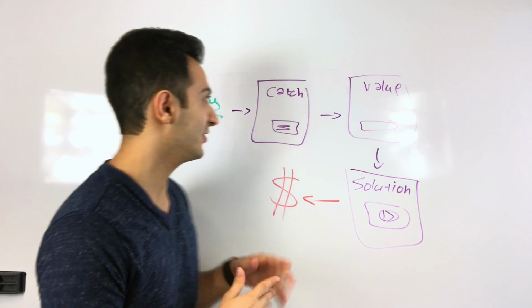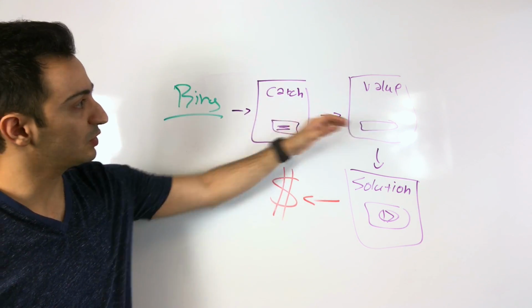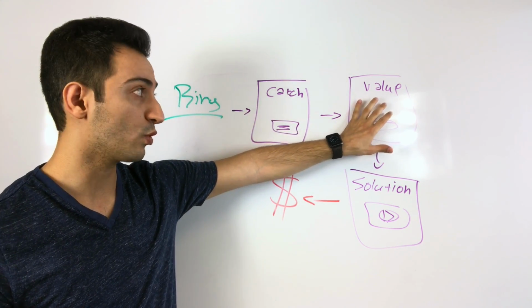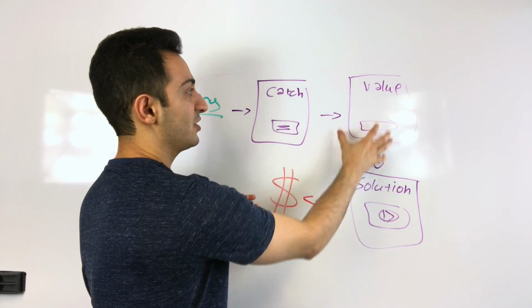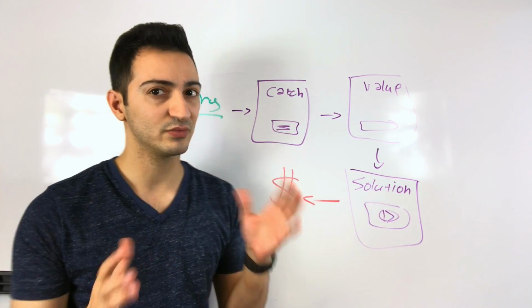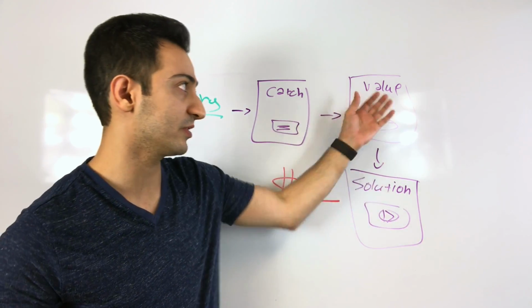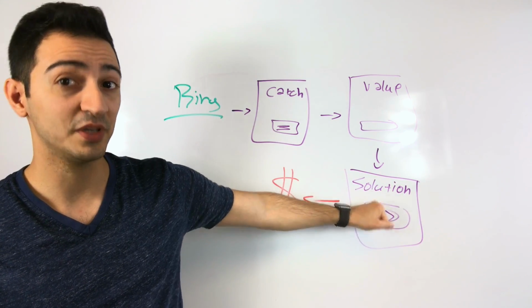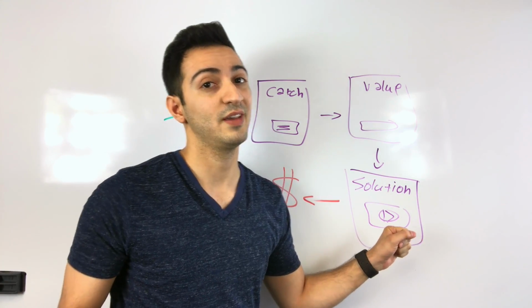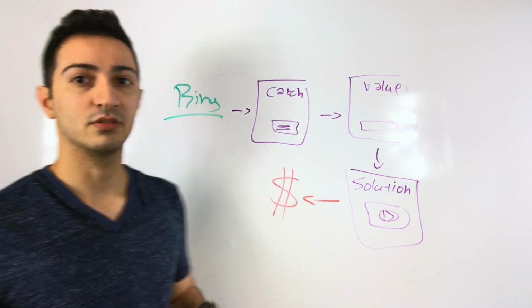So the next video we're going to talk about the value page. This is an important one because this is like the middle of the sale. It's a page between the catch and the solution. You've got to do the transition right from this page to this one. We're going to talk about that, and then after that we're going to talk about the solution page, which is the most important one. And then we're going to go to the Bing advertising.